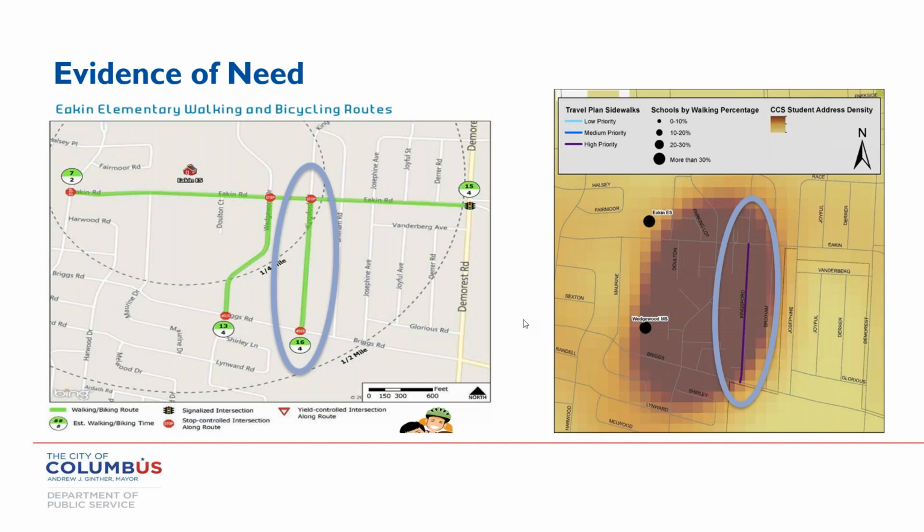Go to the next slide. And so this shows you on the left, the school travel plan, and on the right, the density of student housing for Eakin. So everything over to the left, you can see the entire area is extremely dense, but within that dense area, Kingsford is the only road that still didn't have a sidewalk on it. And so by simply going up and down Kingsford, we felt we would really make an impact for all the students in the area.